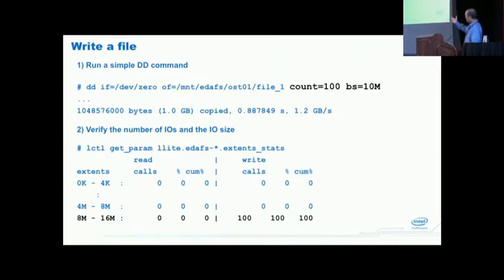For reads and writes, you get the number of calls in your first column, your ratios, which are the percentages of calls for this bin versus total calls, and then your cumulative percents, which is the summation of your ratios. So in this case, again, we did 100 writes of 10 meg, and we see that it does show up in the 8 meg to 16 meg bin. 100 writes, and that's all the writes that we did. So that's how you read extent stats.